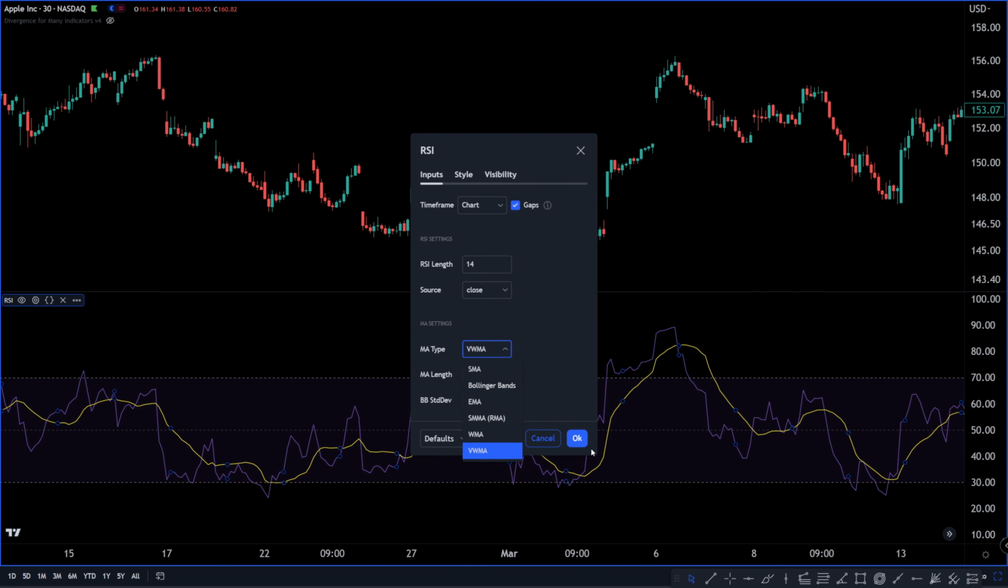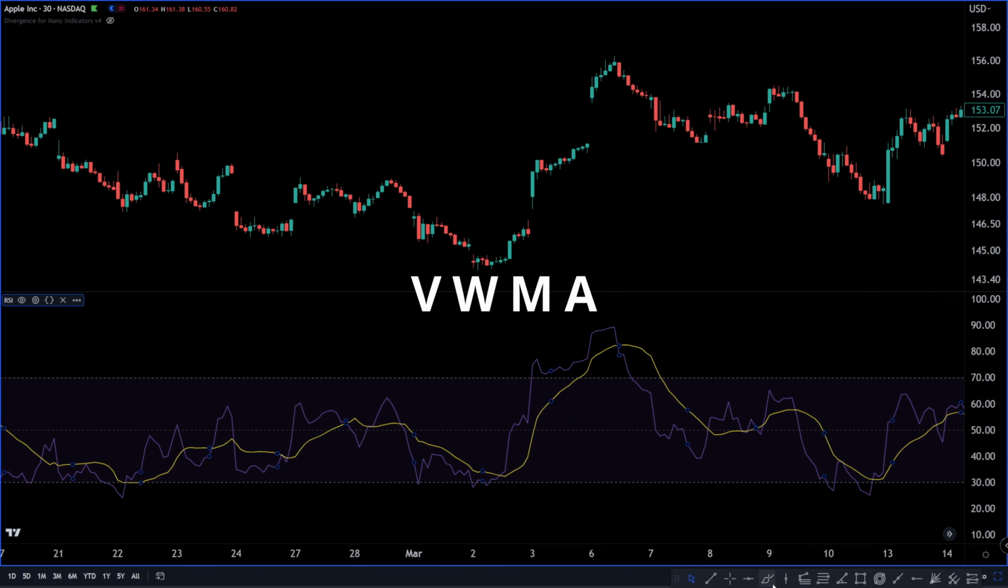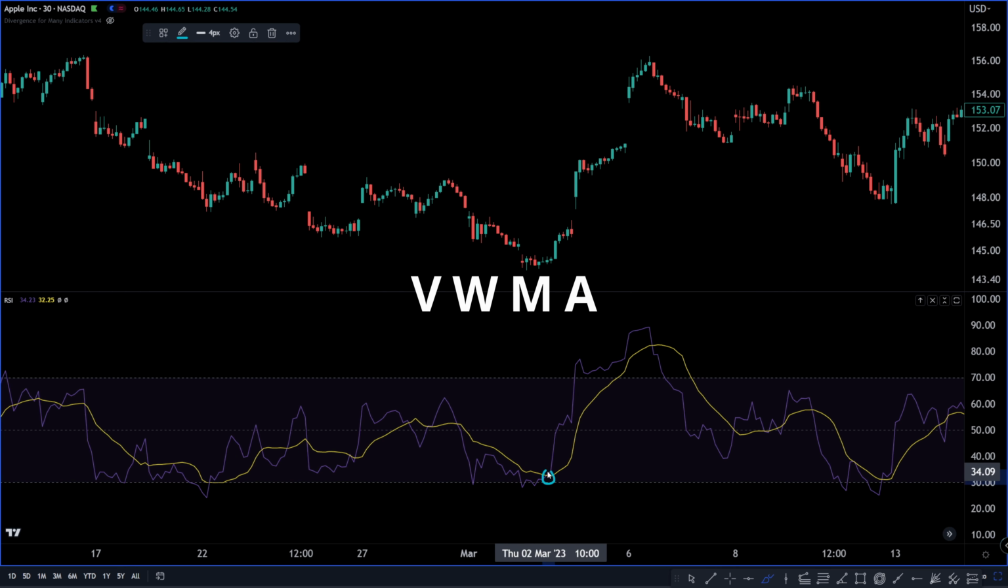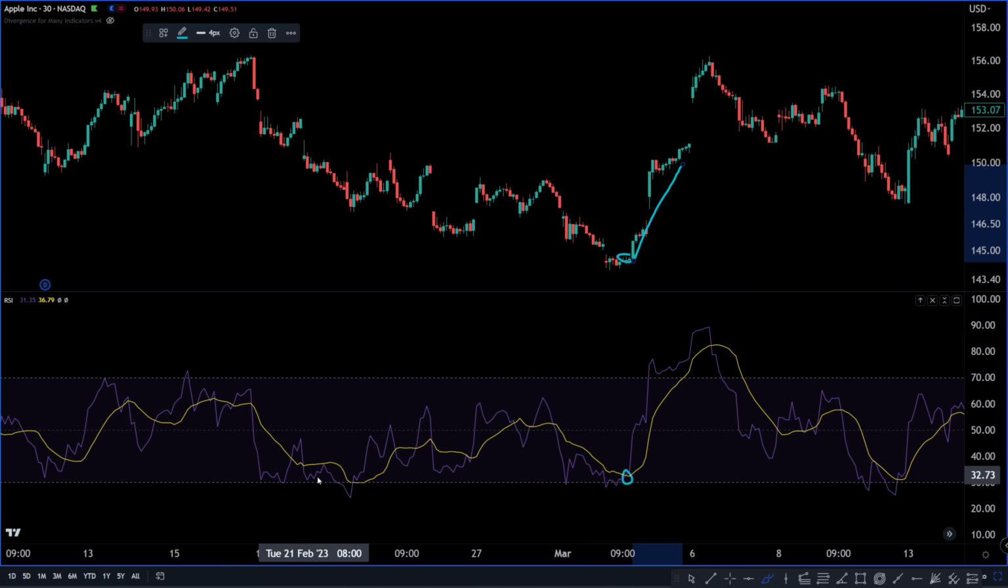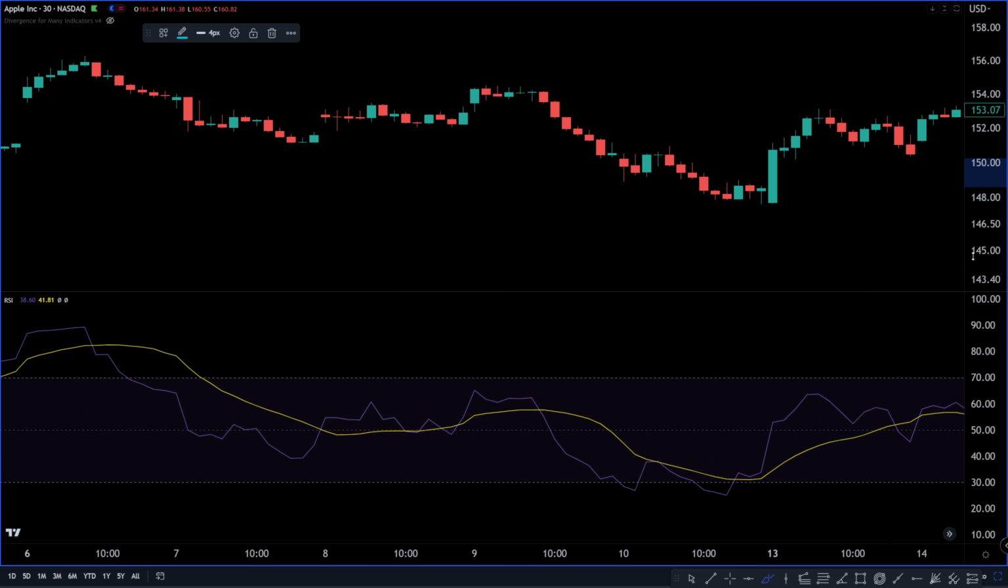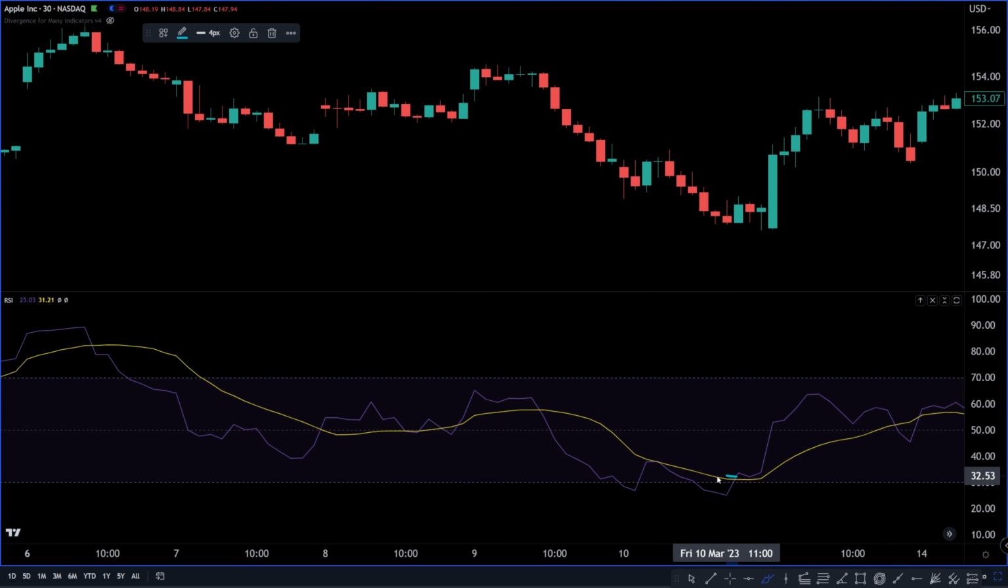And finally here we have the volume weighted moving average, the VWMA. The VWMA takes into account both the RSI values and their corresponding trading volume. Although using the VWMA with an RSI is unconventional, you can interpret bullish and bearish signals similarly to other moving averages. A bullish signal occurs when the RSI line crosses above the VWMA, while a bearish signal occurs when the RSI line crosses below the VWMA.